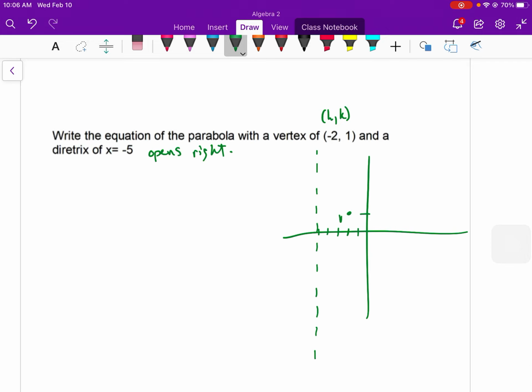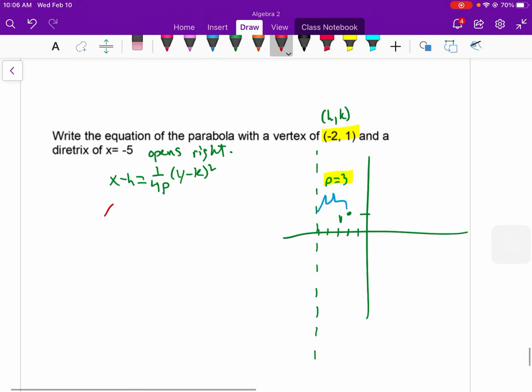So opens right. So then that standard form is going to be x minus h equals a positive, because it'll be positive values for x, 1 over 4p times y minus k squared. We have an hk. We need to find p. Well, the distance from the vertex to the directrix is p. So that's 1, 2, 3 units, it looks like. So this distance is p, which is 3. So now we have h, k, and p, so we can plug those in.